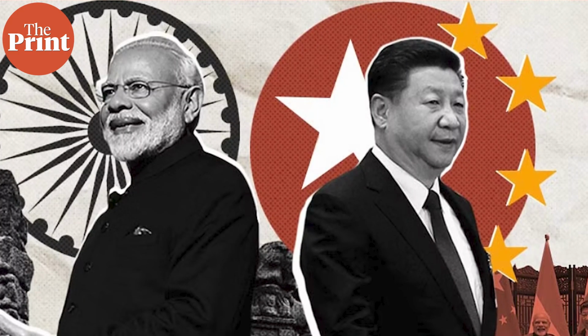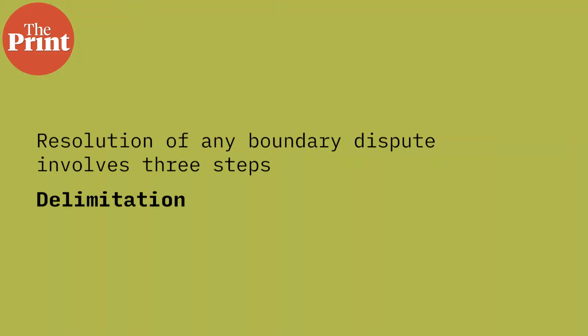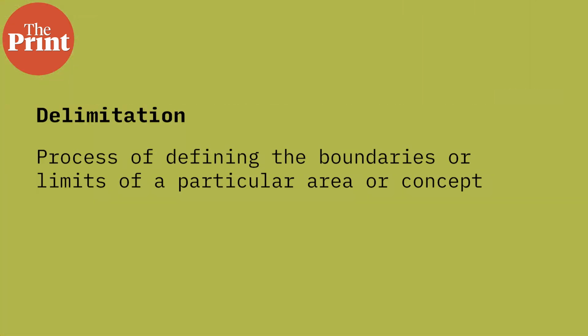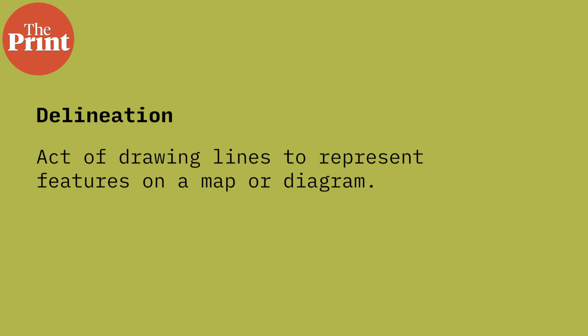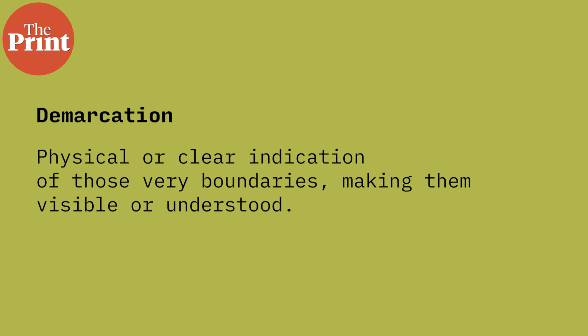Therefore, for relations between China and India to really move forward, the boundary question needs to be resolved at the earliest and in its entirety. The resolution of any boundary dispute essentially involves three steps: delimitation, delineation, and demarcation. These terms are often used interchangeably, but each has a distinct meaning and purpose. Delimitation refers to the process of defining the boundaries or limits of a particular area or concept. Delineation refers to the act of drawing lines to represent features on a map or diagram. Demarcation, on the other hand, emphasizes the physical or clear indication of those very boundaries, making them visible or understood.